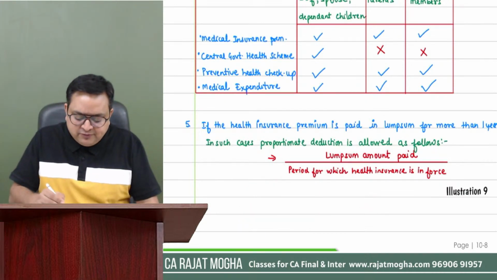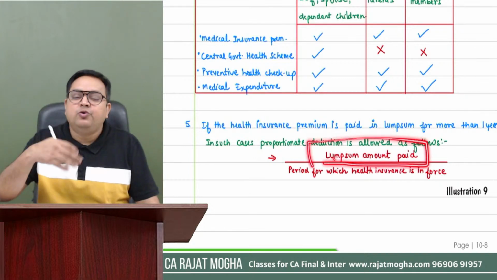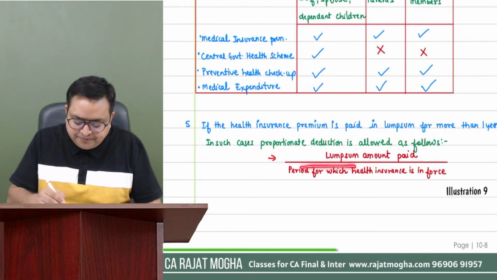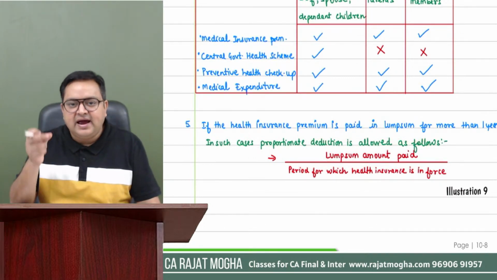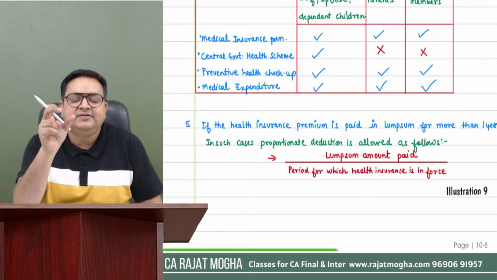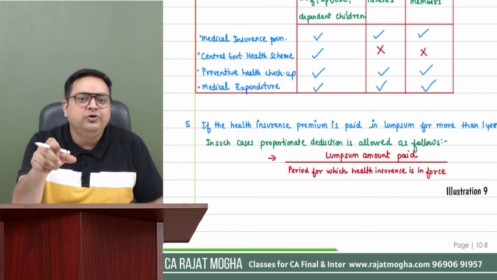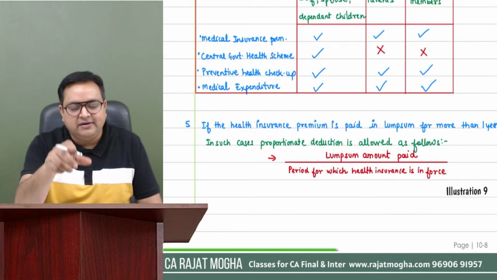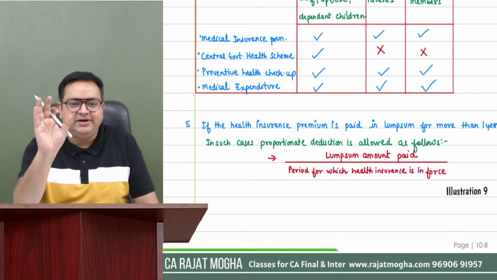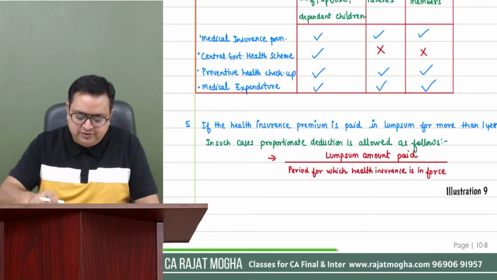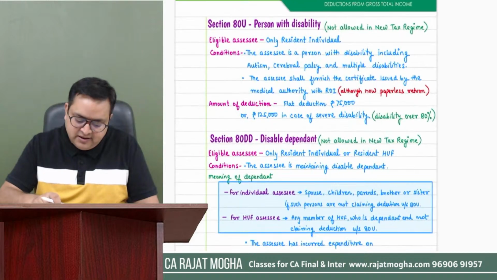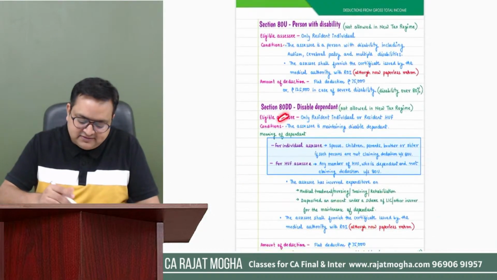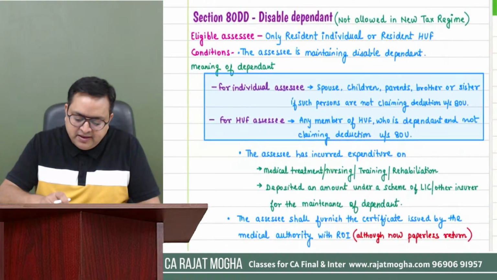So what you have to do is, whatever the lump sum amount which you have paid for more than 1 year, just divide it by the period which is in force, and take the period which is related to your previous year. That will be allowed on a proportionate basis. This is easy. I believe that you will be able to do this. Right. Next section is, let me discuss this first, 80DD.